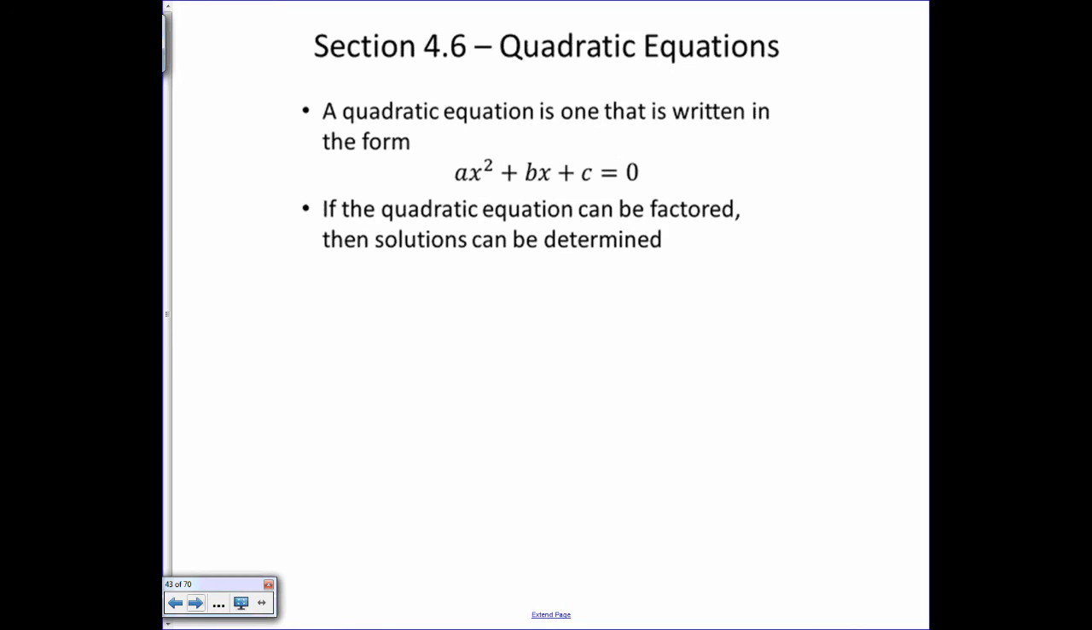So first of all, a quadratic equation is something that's written in the form ax squared plus bx plus c is equal to 0. Notice that it looks similar to our trinomial form, except it has an equals 0 at the end. We've taken these trinomials and turned them from expressions into equations. If we can factor the left-hand side of this equation, then we can determine solutions. We can figure out values for x.